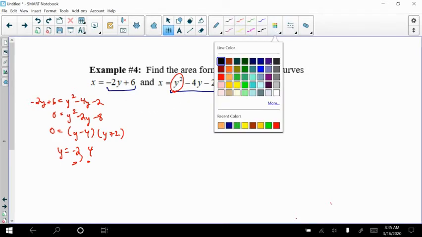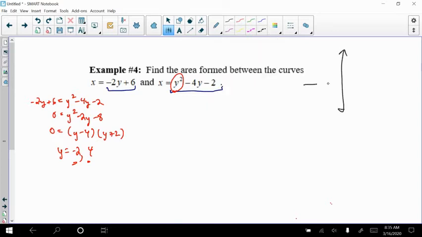So again, if I think about drawing this xy axis here, and I say, okay, negative 2 and 4, let's pick y equal to 0. That's an easy one. If I put 0 into this function, negative 2 times 0 is 0, and 0 plus 6 is 6. So when y is 0, the x value of this function is 6. And when I put y equal to 0 here, x is equal to negative 2. Because this function has a greater x value than this function, this is the right side and this is the left side.